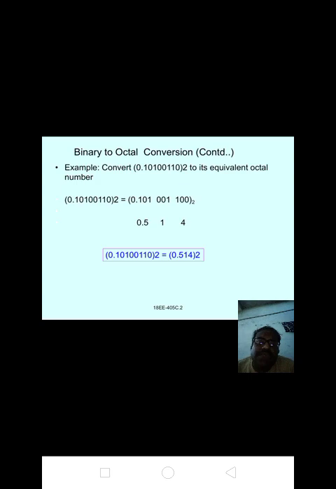Binary to octal conversion. Example: convert 0.10100110 base 2 to its equivalent octal number. 0.10100110 base 2 equal to 0.101 001 100 base 2, that is 0.514. So 0.10100110 base 2 equal to 0.514 base 8. Simple conversion, but we must know the octal number converted into binary form.